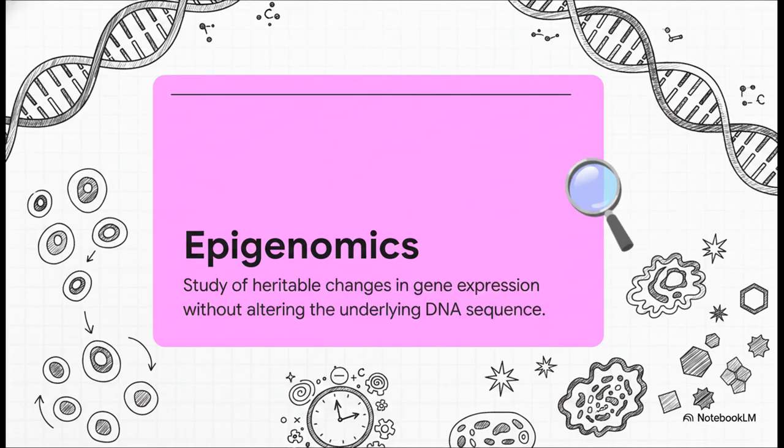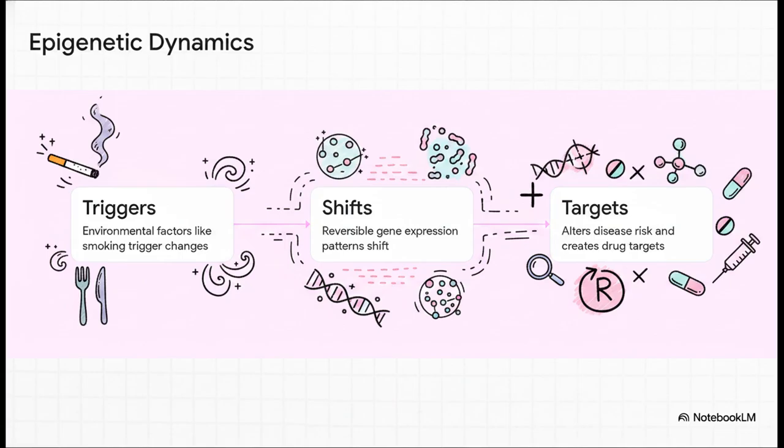Plus, in developmental biology and aging, epigenomics is used to map how cells differentiate during development and to actually track cellular aging through what we call epigenetic clocks. This perfectly illustrates the cause, mechanism, and consequence of epigenomics in disease. Step 1 is the cause. Environmental factors, like smoking or diet, trigger changes. Step 2 is the mechanism. These factors shift reversible gene expression patterns.